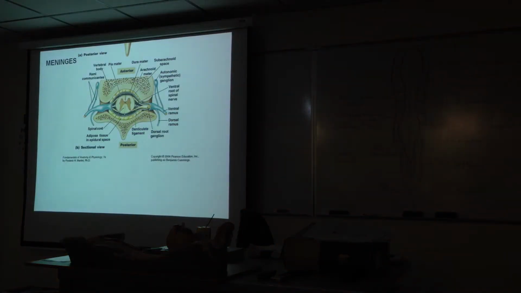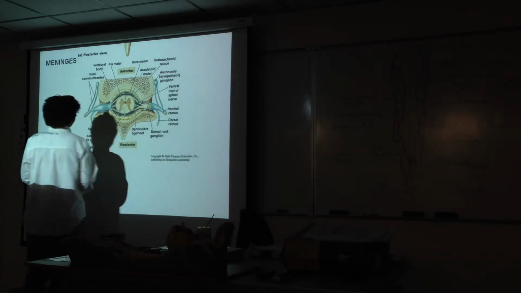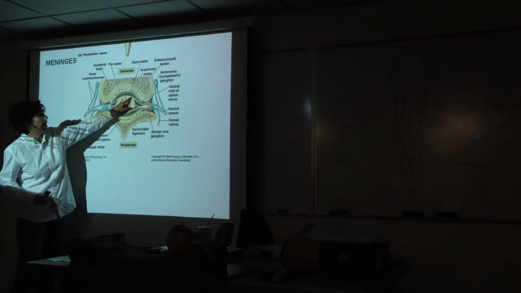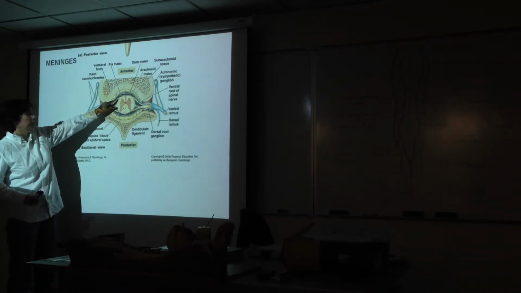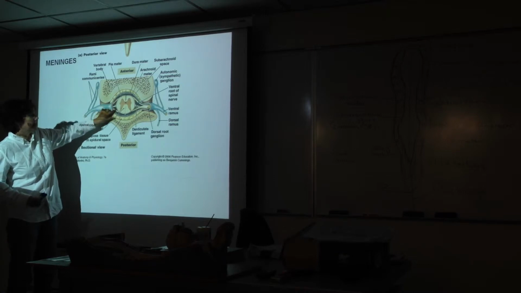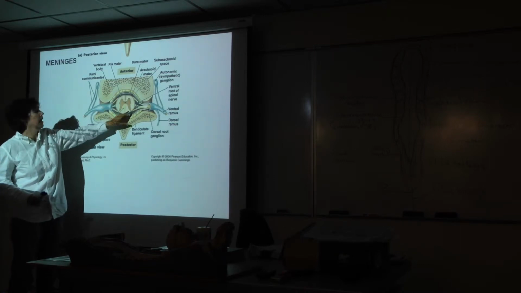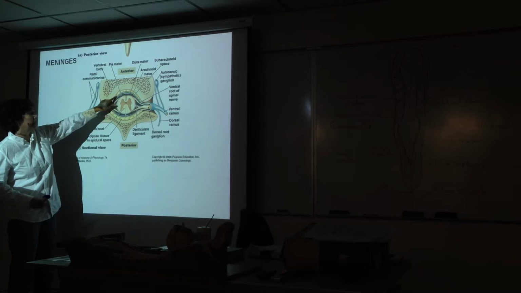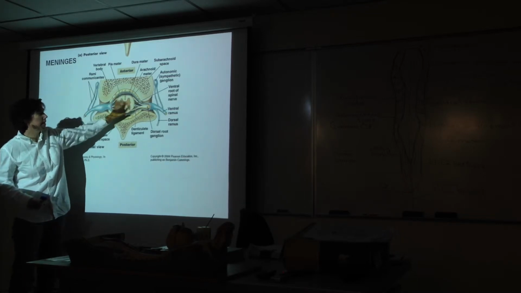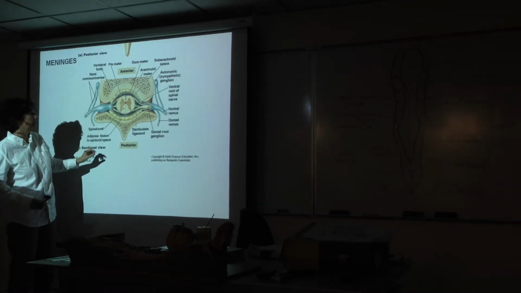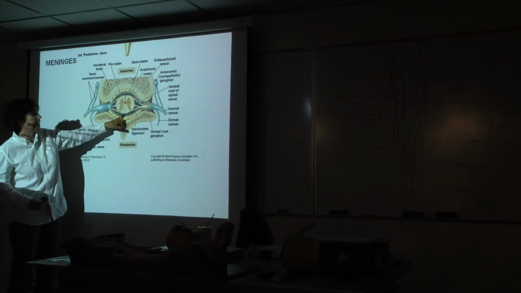Here's an image of the spinal cord cut in cross section about the thoracic region. So the pia mater would be right around the spinal cord. This would be the subarachnoid space, and this would be the dura mater and arachnoid mater. So the dura mater extending out onto the spinal nerve. So this is where the CSF would be.